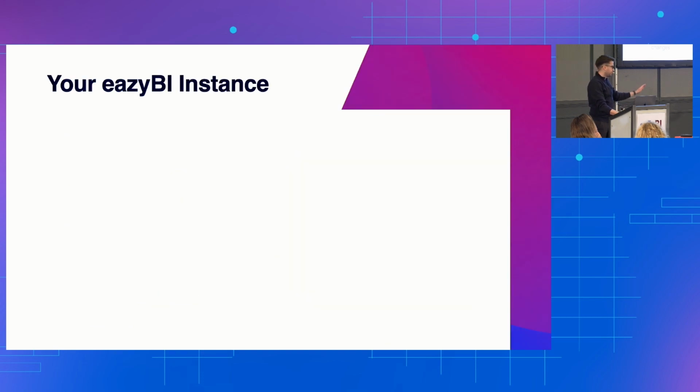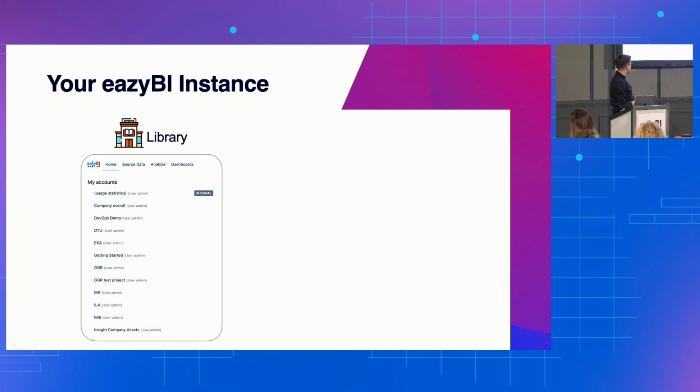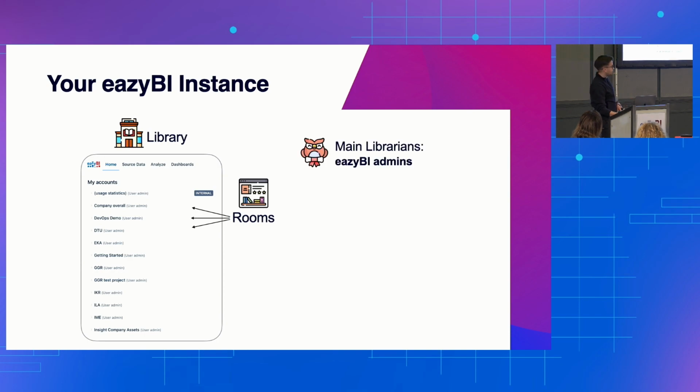I'm sure you all get that I'm speaking about eazyBI, right? So the library is your eazyBI account. Oh wow, the projector is not showing gray colors, so the accounts are flying in the air. Okay, so yeah, the library is your eazyBI instance, and the rooms in the library are the accounts, of course. And the main librarians are the eazyBI admins, yeah?